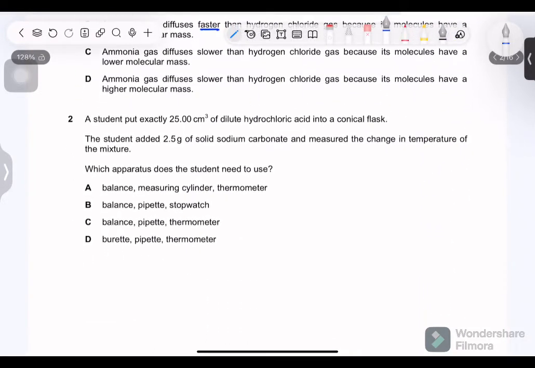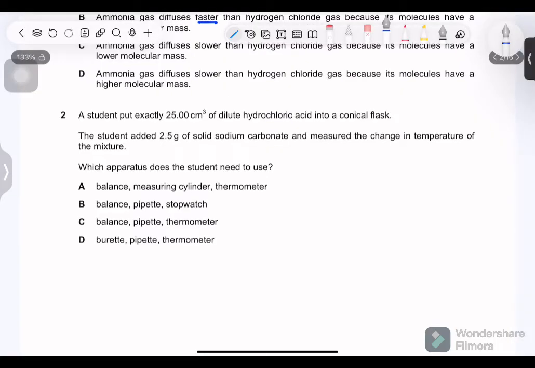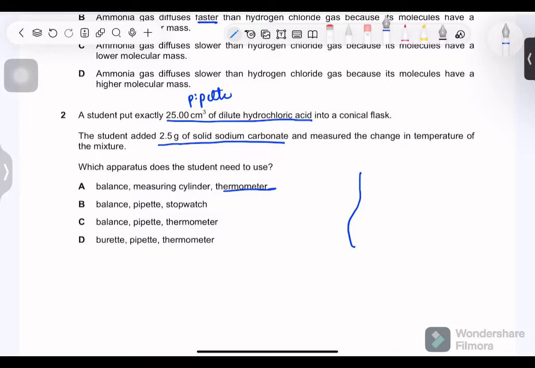A student put exactly 25 cm³ of dilute HCl into a conical flask. The student added 2.5 grams of solid sodium carbonate and measured the change in temperature of the mixture. Which apparatus does the student need to use? So change in temperature, a thermometer definitely. Measuring 25 cm³ of dilute HCl, we have a fixed pipette with markings on it like this somewhat.